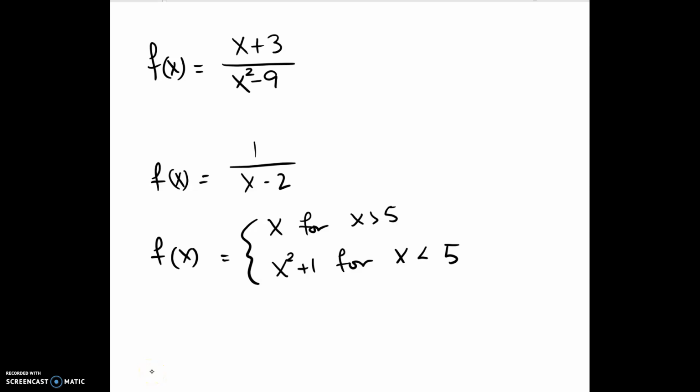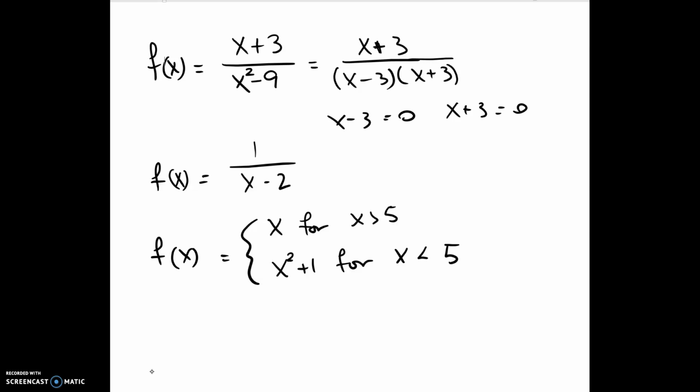So for a removable discontinuity, if we take this one and we factor the bottom, this will be x minus 3, x plus 3. We've got 2 points that cause a discontinuity. If I set both of these equal to 0, x minus 3 is equal to 0, and x plus 3 is equal to 0, then I have 2 points that would have discontinuities. Okay, but I can remove one of them.